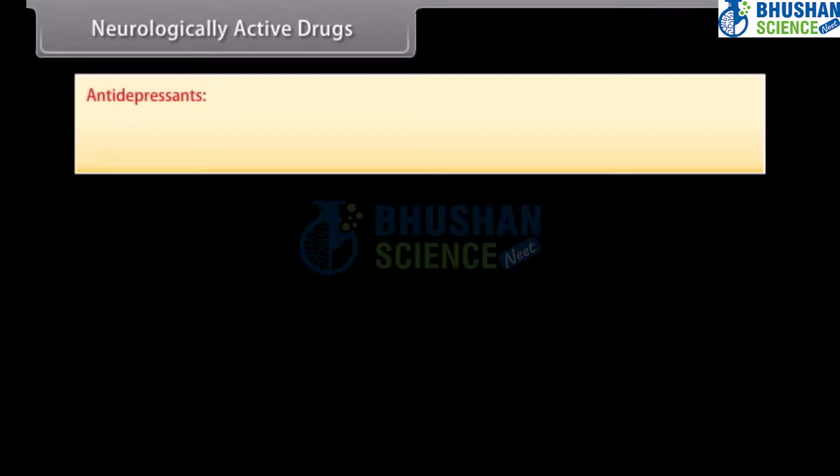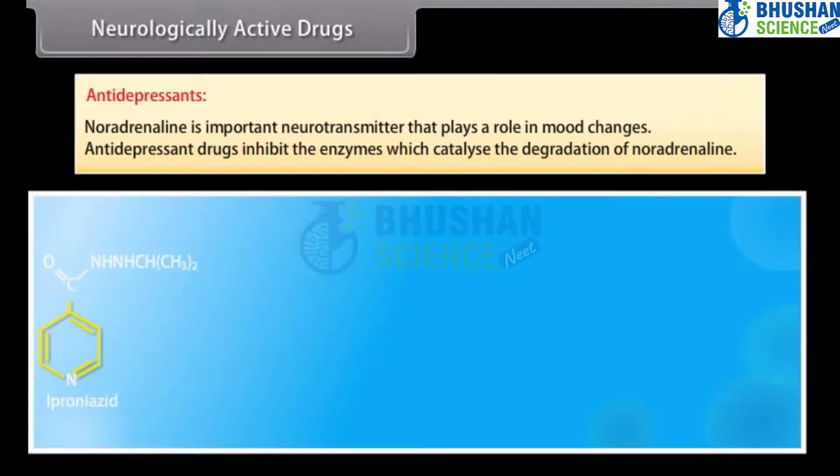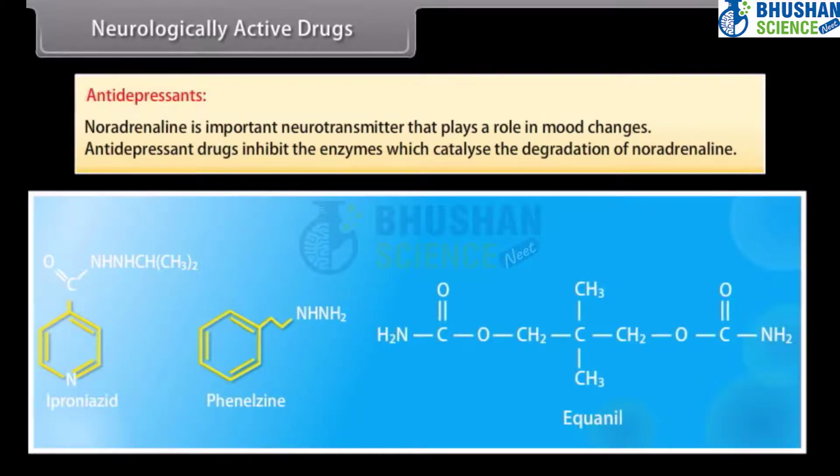Antidepressants. Noradrenaline is an important neurotransmitter that plays a role in mood changes. Antidepressant drugs inhibit the enzymes which catalyze the degradation of noradrenaline, for example, iproniazid and phenelzine. Equanil controls depression as well as hypertension.